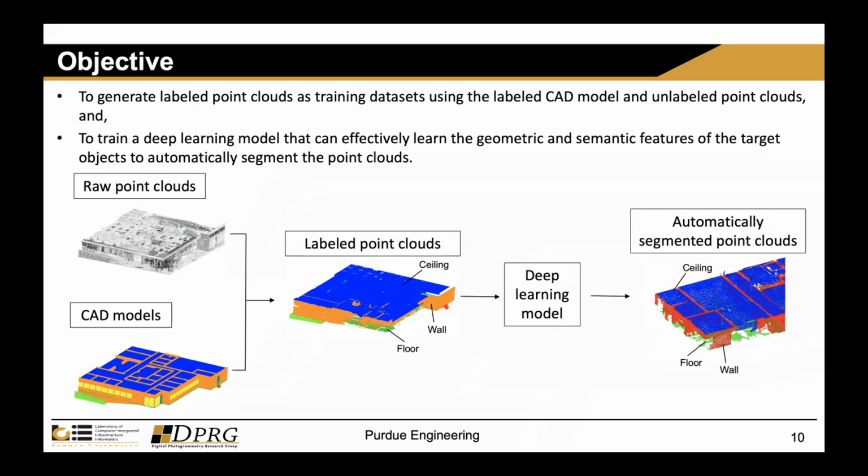Therefore, as an extended research of our previous interest in expanding the labeled point cloud data sets in the construction domain using existing models, our objective is to generate labeled point clouds as training data sets using the given labeled CAD models and unlabeled point clouds, and then to train a deep learning model that can effectively learn the geometric and semantic features of the target objects to automatically segment point clouds.